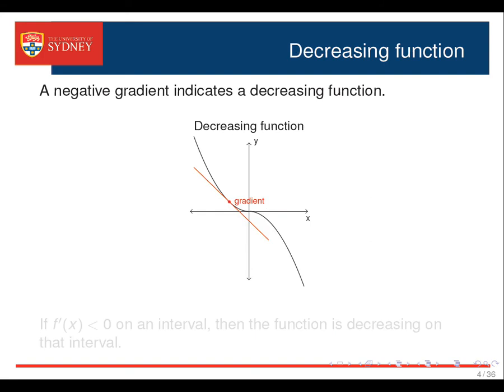A negative gradient indicates a function is decreasing. Here we see a sketch of the decreasing function. And as you might have figured it out, if the derivative of the function is negative on an interval, then the function is decreasing on that interval.